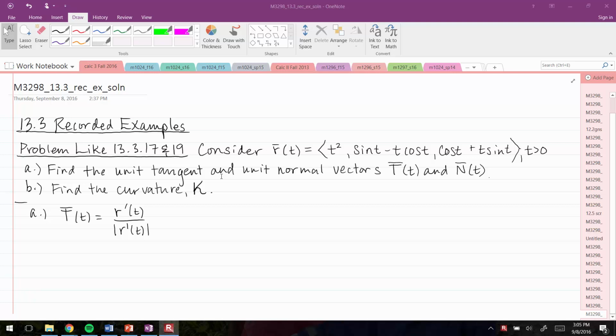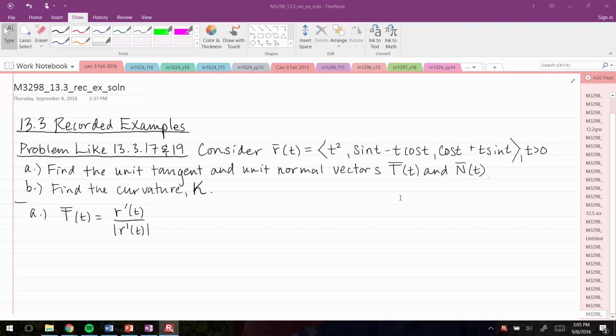In 13.3, we're going to do a problem like 17 and 19. So consider the vector r of t is equal to t squared for the first component. Then we have sine t minus t cosine t for the y component. And then finally cosine t plus t sine t for the z component. And we're only considering when the parameter t is positive.